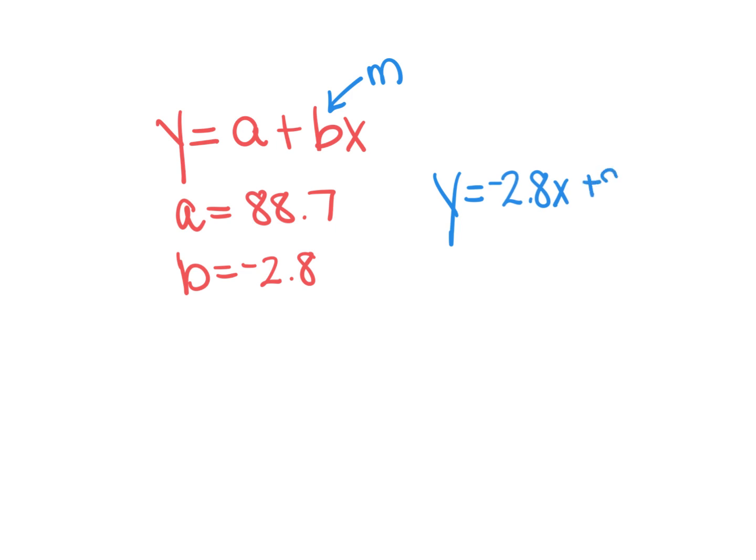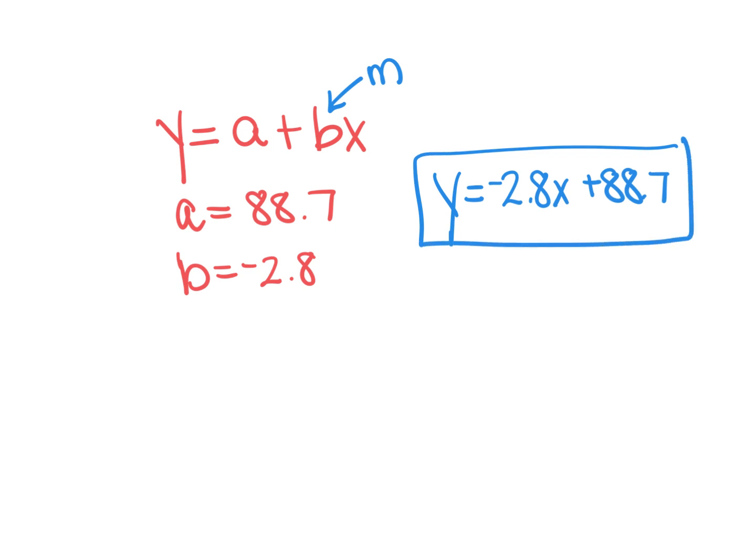And then our A is the number without the variable, and so I'll have 88.7 as the Y-intercept. So our line of best fit for the data given is Y is equal to negative 2.8x plus 88.7. So in this lesson, we took a look at how to find the line of best fit using a calculator.